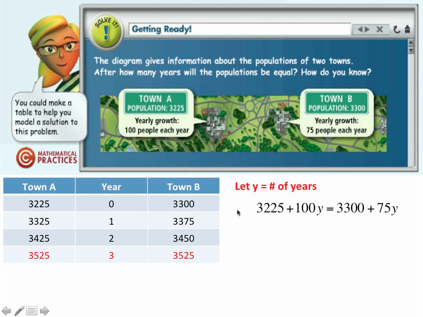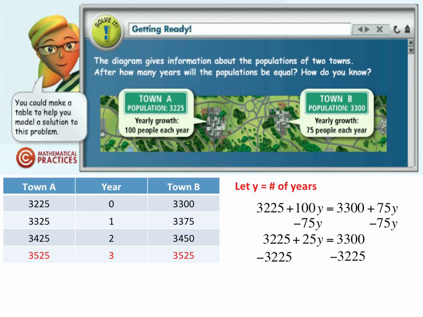So my goal is to get all my variables on one side and all my numbers on the other. Use the same rules you've been using throughout the whole section. So I'm going to subtract 75 y's from both sides. I can only take y's away from y's. Those are like terms, so I can only take variables from variables and numbers from numbers. So I would have 25 y's left, and now I'm just going to move all my numbers over to the other side. So subtract 3225 from both sides, and I wind up with 25y equals 75.